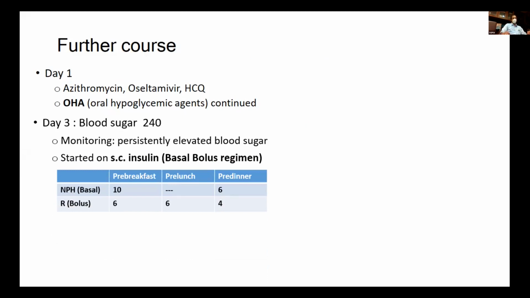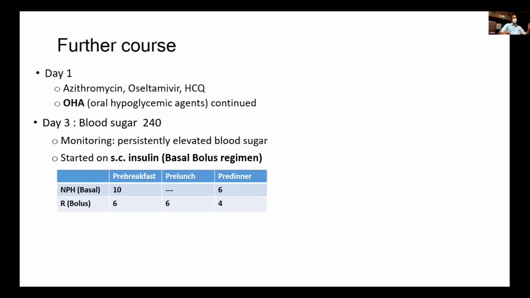And the glucometer monitoring showed all the blood sugars are elevated. So this is a situation where the people managing there increased the glimepiride from 1 milligram to 2 milligram. But that is not ideal, because if you increase the oral agent, it will take some time for its control, at least a week or 2 weeks. By then the patient might have been discharged or might have worsened.